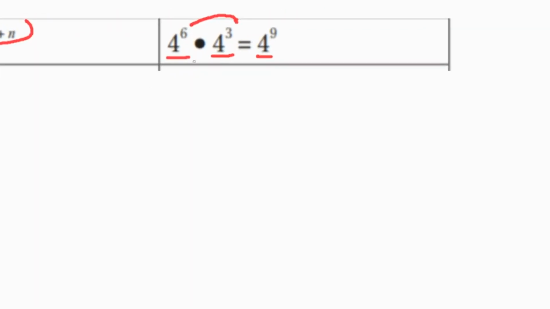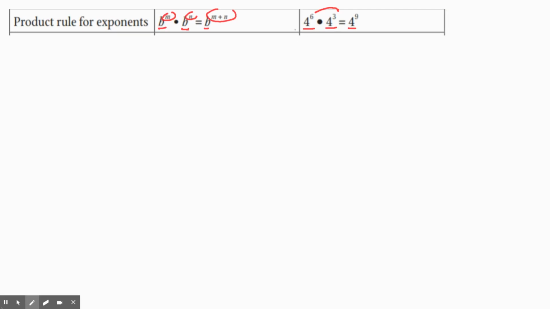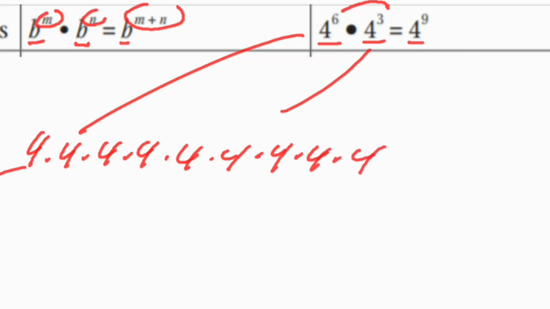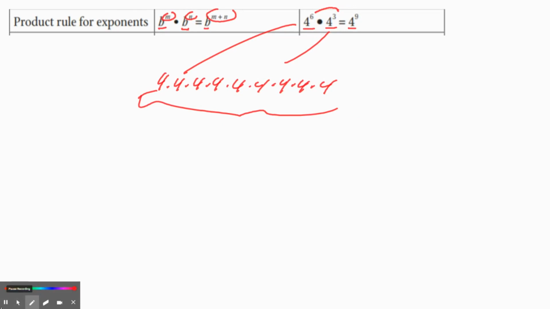And what you can do to check this, if you ever get confused, is you can always write them all out. There's actually 4 times itself, 4 times itself 6 times. So 1, 2, 3, 4, 5, 6. Now you got 3 more for a grand total of 9. And that's why you add the exponents.